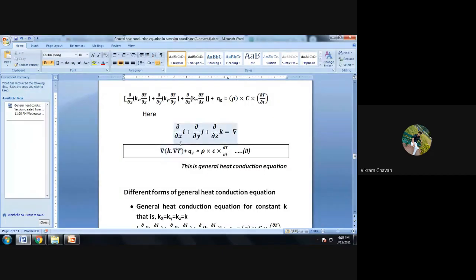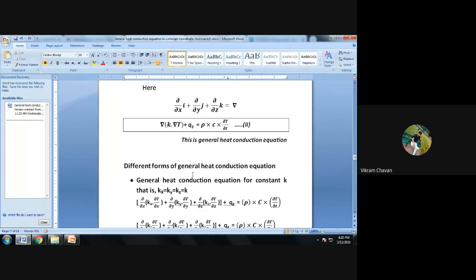So once we get equation number 2, further we have to deduce that equation into a different format. Initially we considered that the material is anisotropic, that is, the property changes with respect to x, y, z direction. Now here we are assuming that the thermal conductivity of the material is constant throughout the axis or throughout the material. So we are considering k suffix x is equal to k suffix y is equal to k suffix z is equal to k.